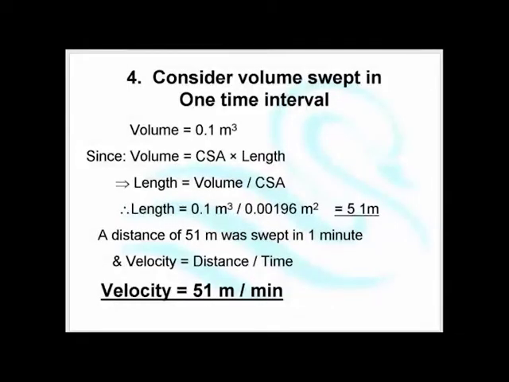Step 4. Consider the volume swept in one time interval. Now, volume, we know, is 1/10 of a cubic metre. We know that volume is cross-sectional area times length. That's the standard equation for the volume of a cylinder, cross-sectional area times length. So rearranging this equation, we end up with length is volume divided by cross-sectional area. And calculating that out, we come out with 51 metres.